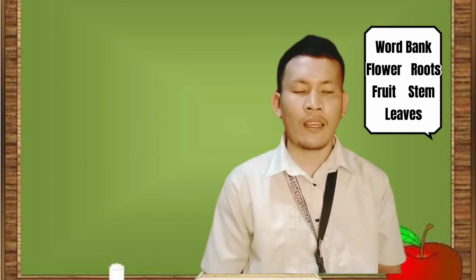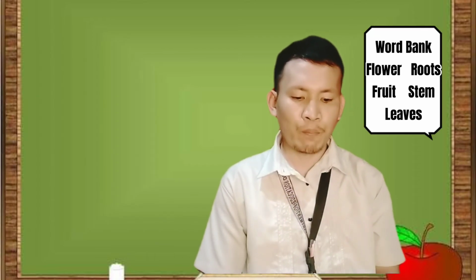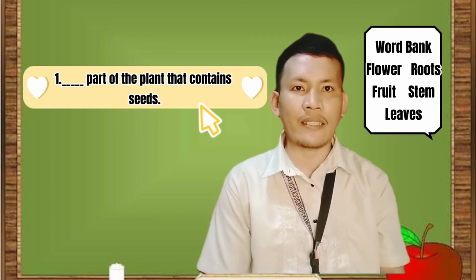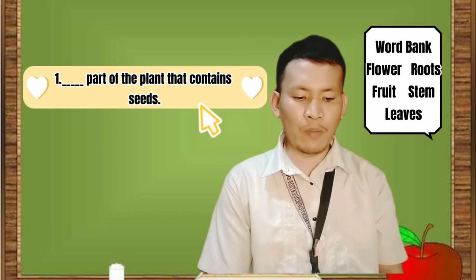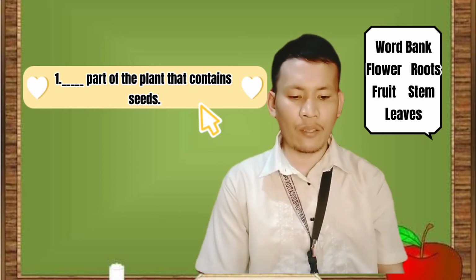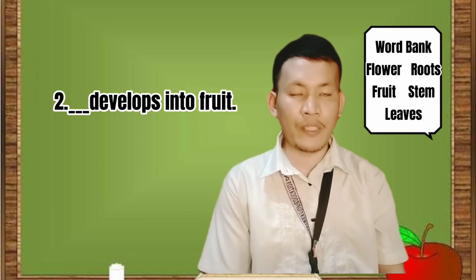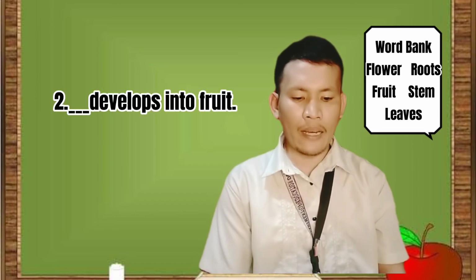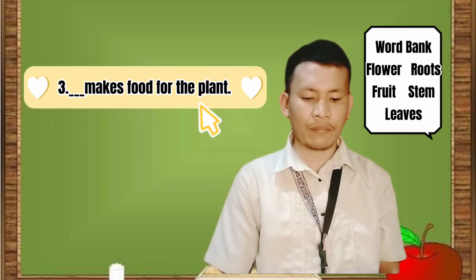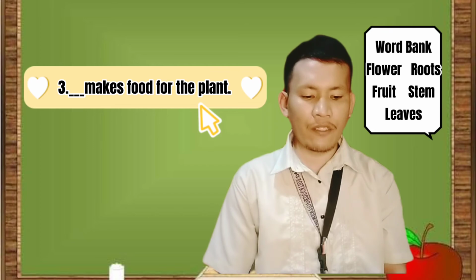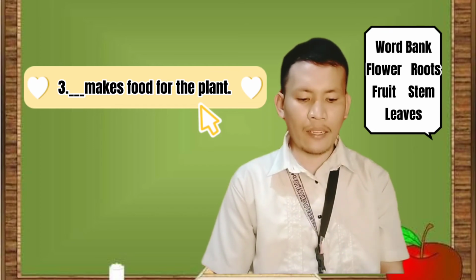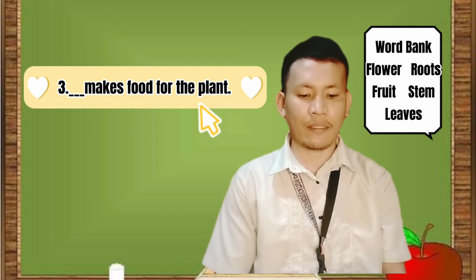Ready? Number 1. Blank, parts of the plants that contain seeds. Number 2. Blank develops into fruit. Number 3. Blank makes food for the plant. I'll repeat. Blank makes food for the plant.